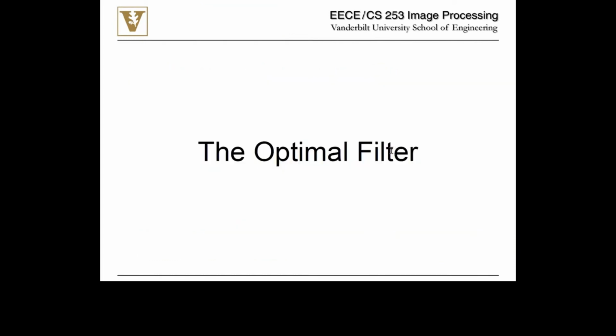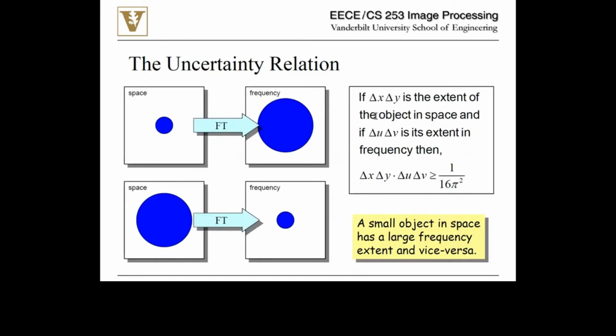Okay, the optimal filter. So the optimal filter with respect to something. You can be optimal with respect to some criterion. The criterion in this case is the maximally compact support in both spaces, real space and Fourier space. You may remind this uncertainty principle.